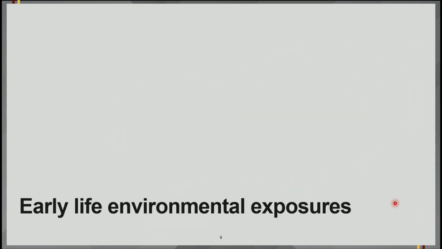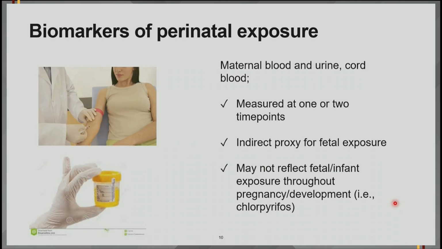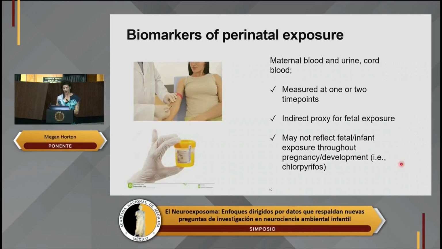And so how do we measure that? How do we measure exposures that are happening very early in this time point? Some of our traditional biomarkers may not be effective at adequately capturing exposures during these critical points. Most often when we're studying a pregnant mom or a young child, we rely on specimens such as maternal blood, urine samples, and cord blood samples, because these are the easiest to get.